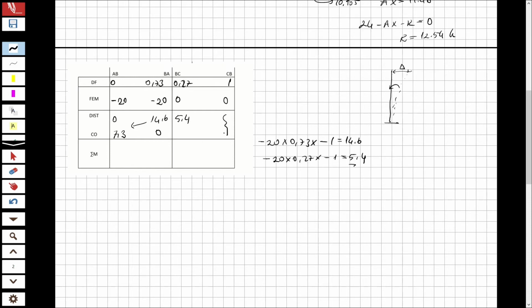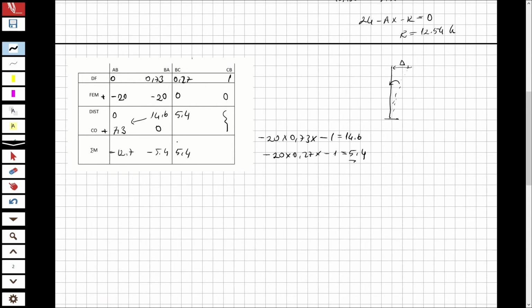I cannot make any carryover here because I used the modified formula to find the stiffness factors. Okay, and then the summation of moments will be minus 20.7 and minus 5.4 and 5.4. The summation will be from here until the last row. In every question it's like that. So now I have found the moments.